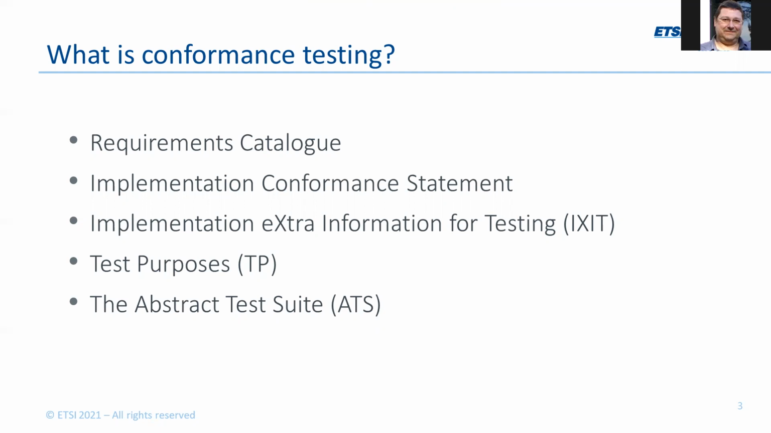Thirdly, the implementation extra information for testing, or IXIT. It contains additional information such as specific addresses, timer values, and so on, necessary for testing. In the specific case of protocol standards, the ICS is known as a protocol ICS, or PICS, and the IXIT is known as a protocol IXIT, or PIXIT.